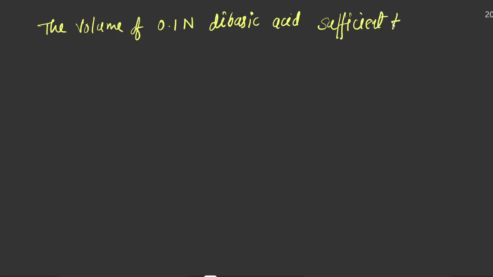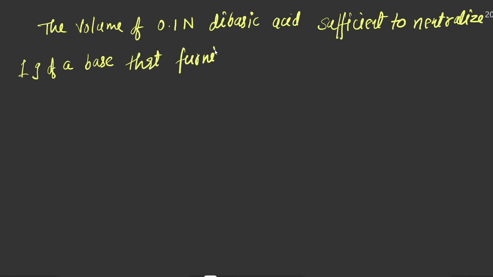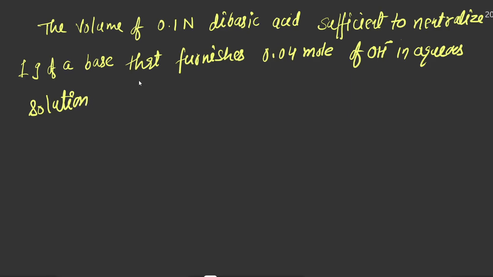The volume of 0.1 normal dibasic acid sufficient to neutralize 1 gram of base that furnishes 0.04 mole of OH negative in aqueous solution.